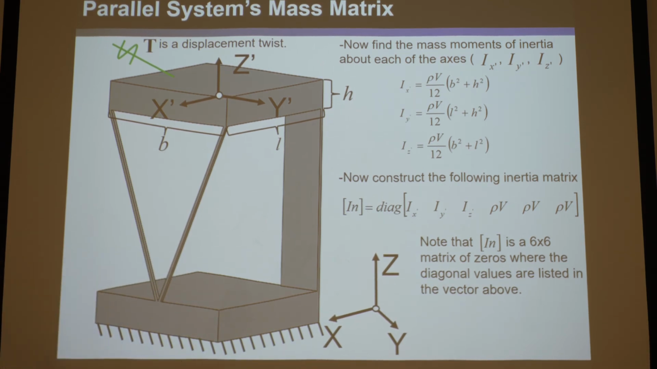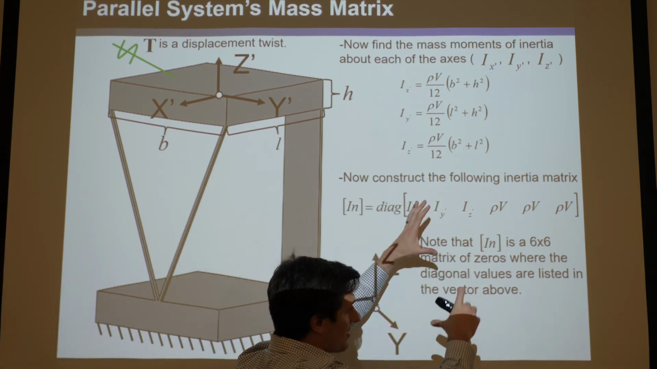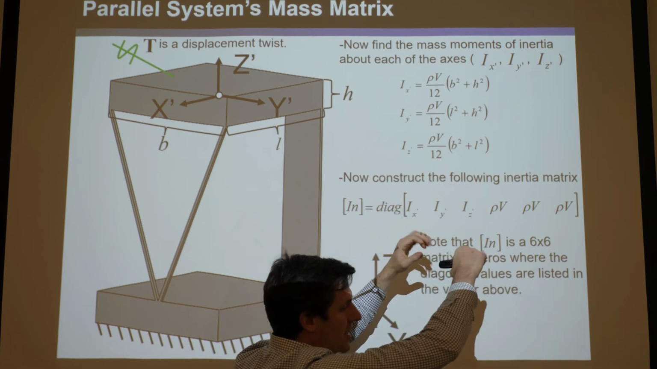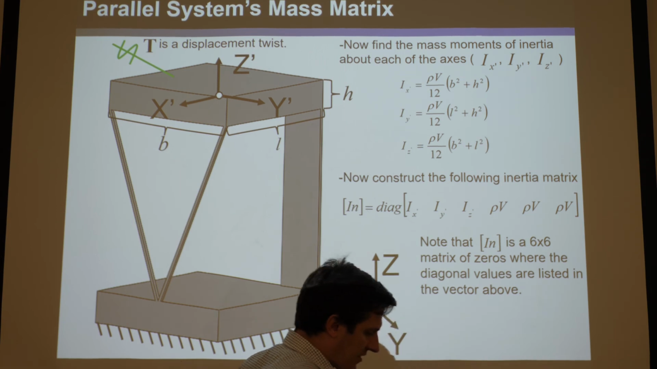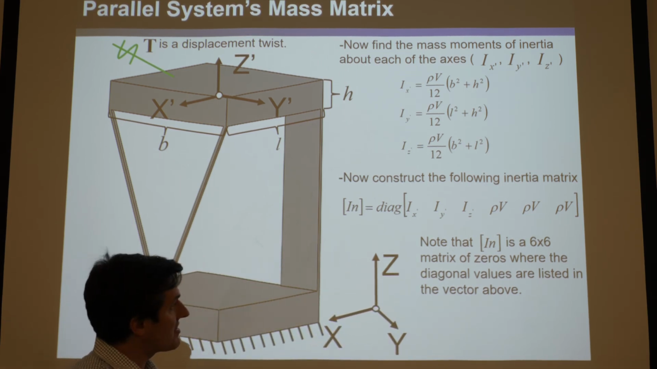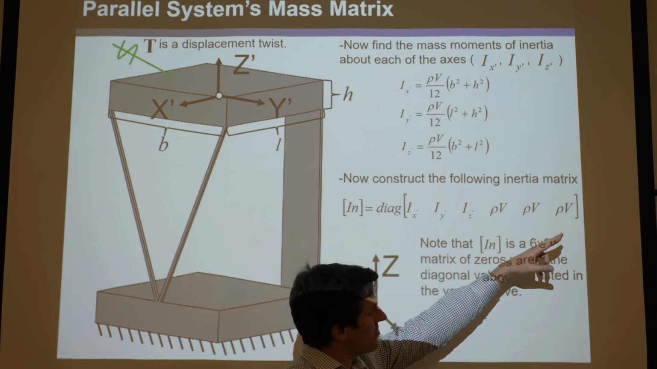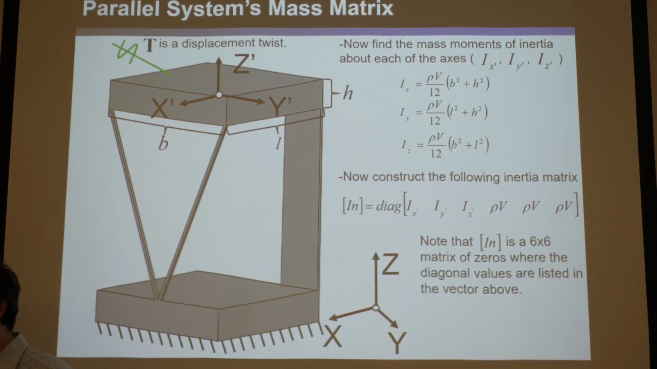Now remember, if you hadn't picked this coordinate system up here to correspond to the principal axes of that stage at its center of mass, then it would still be a 6 by 6 matrix, but the top left 3 by 3 corner of that matrix would be populated with non-zero values, okay? Because this was oriented with respect to the principal axes, this can be a purely diagonal matrix, okay? But again, that's outside the scope of the course.